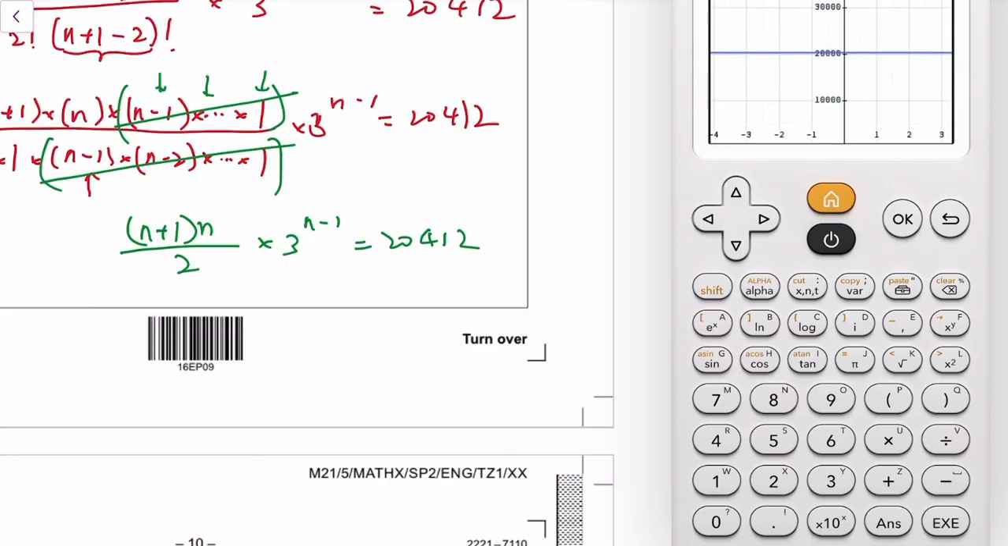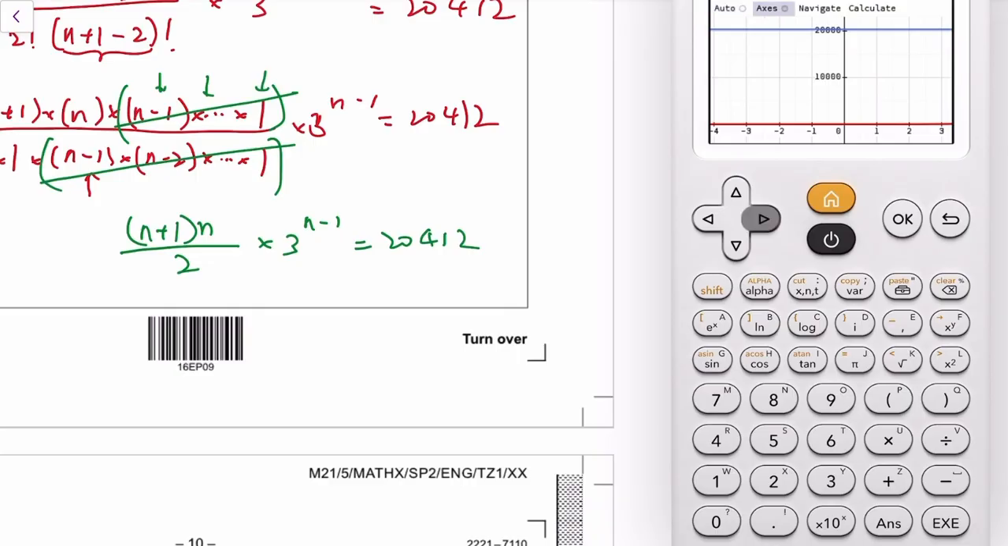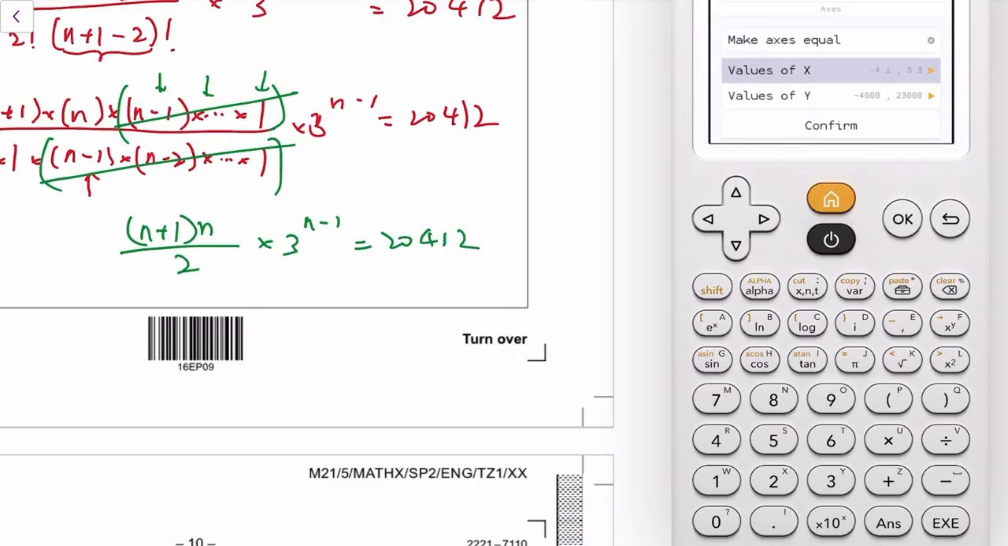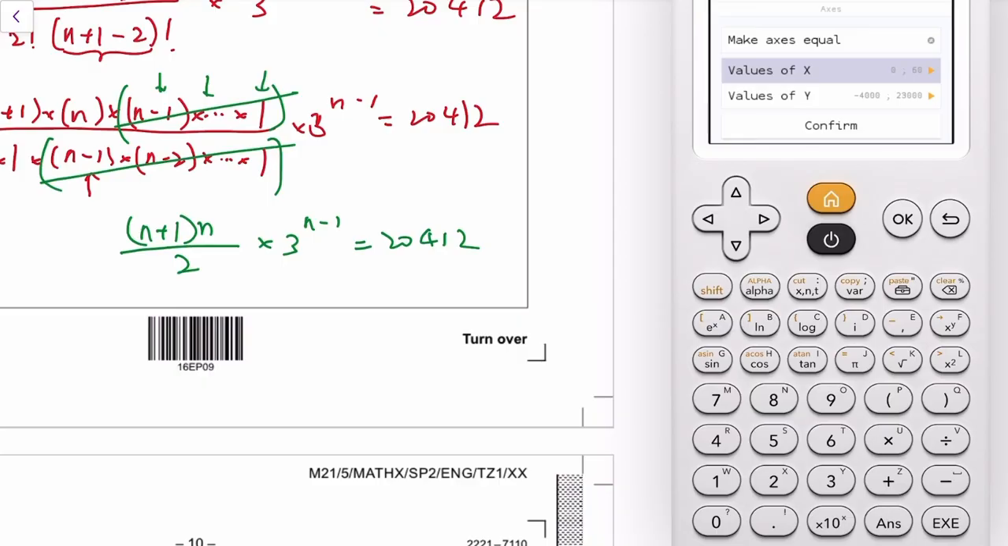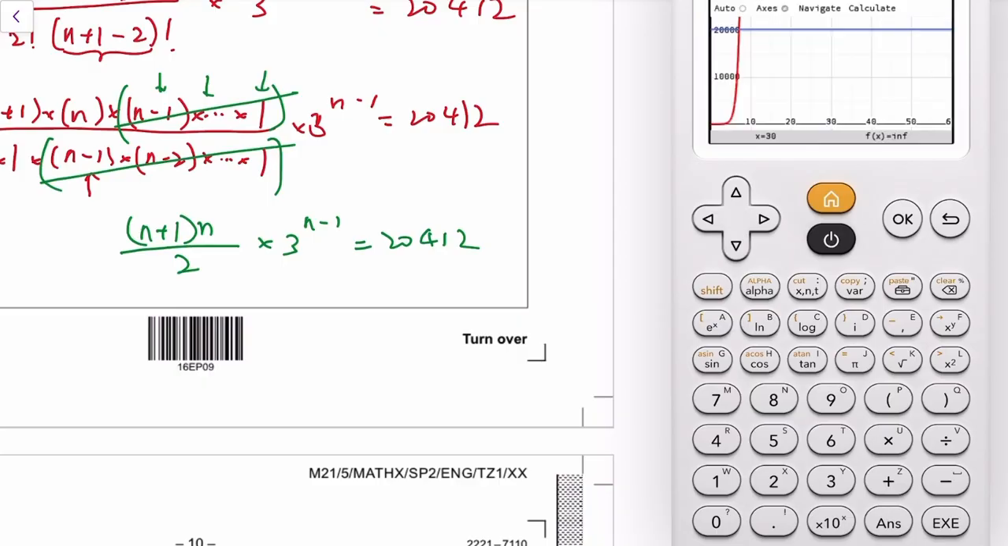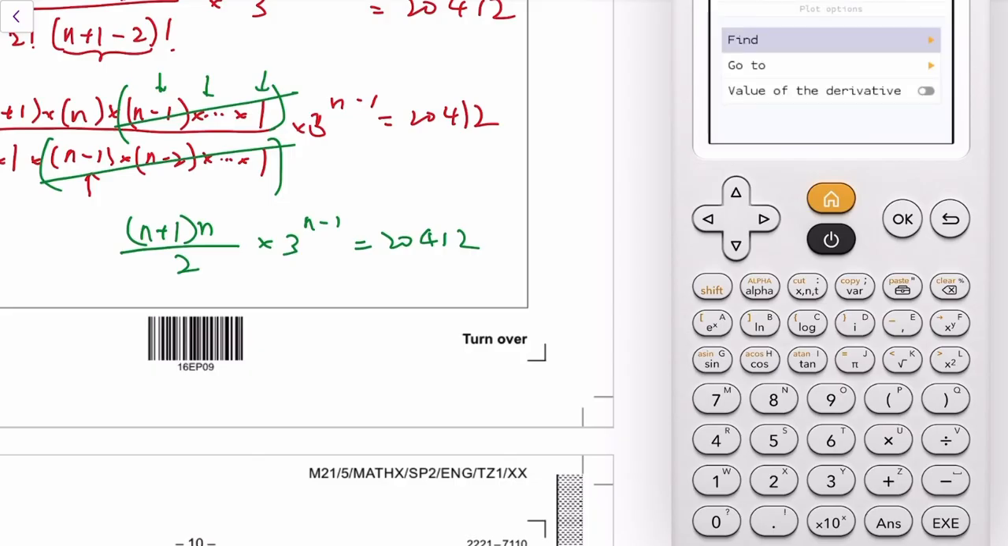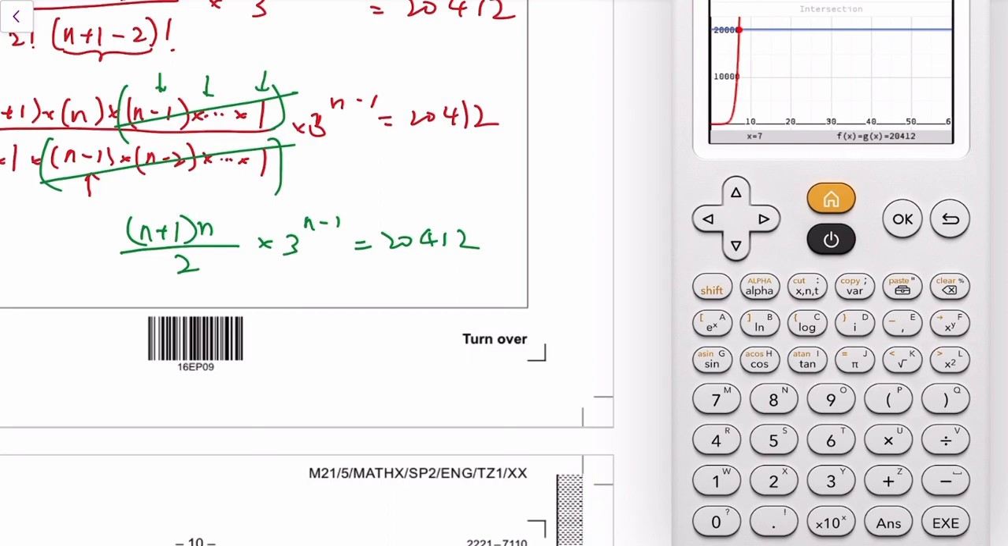For me, that's not what I want. So I know x should probably be way bigger. So maybe 0 to 60. 60 should be enough. Like power of 60 is a lot. Right. So yeah, you can see the answer is actually way less than 10. No, not way less. A bit less than 10. But that's good enough. We go find the intersection. 7. So n is 7.